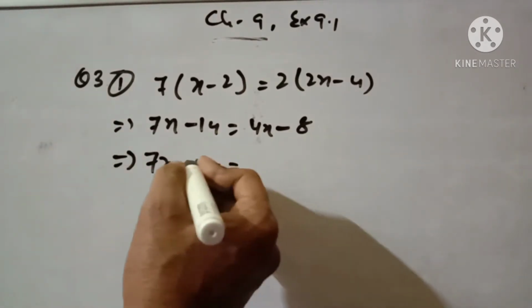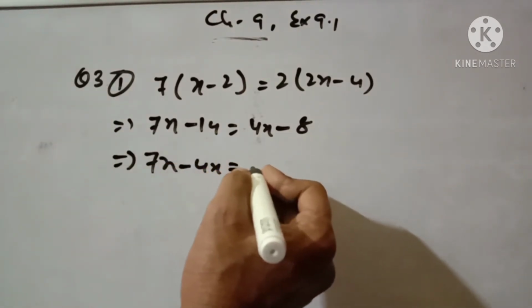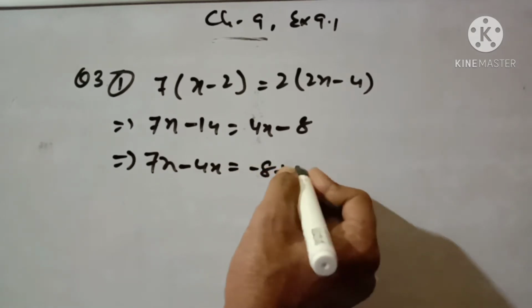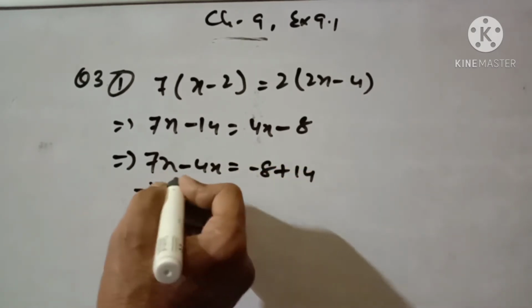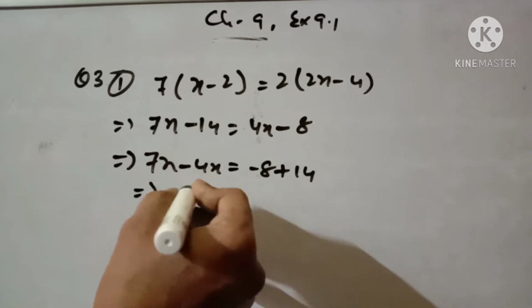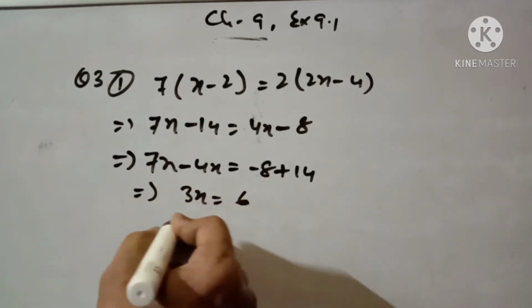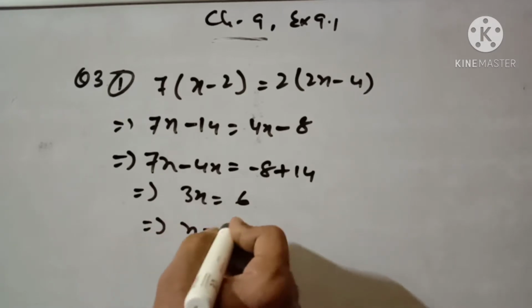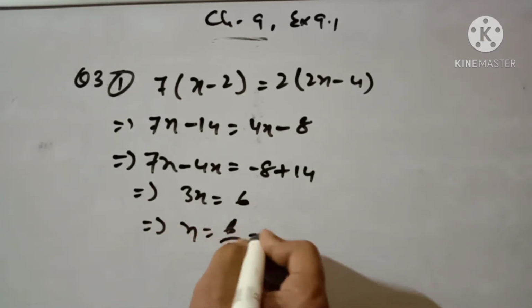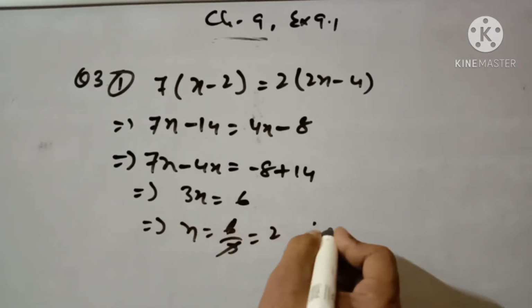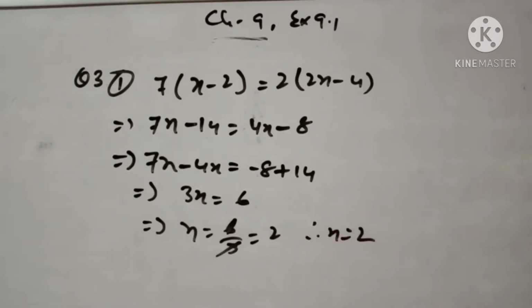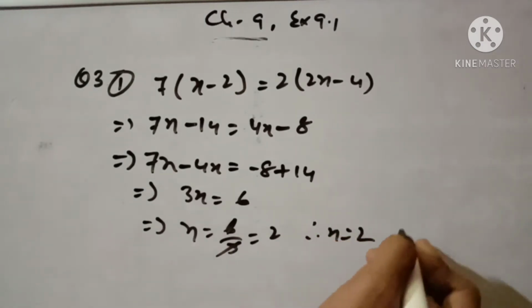So minus 8x plus 14, so this will be 7x minus 4x, means 3x equal to 6. Therefore x equal to 6 by 3, that is 2. Therefore x equal to 2. Write down please.